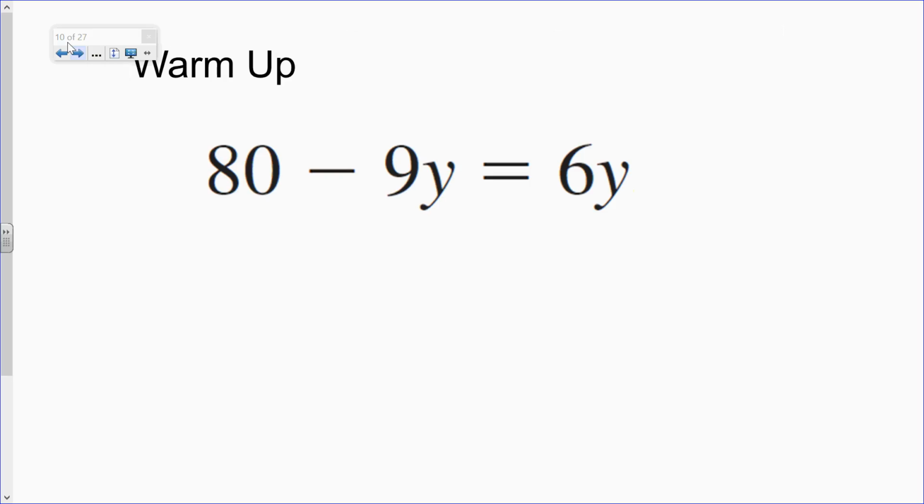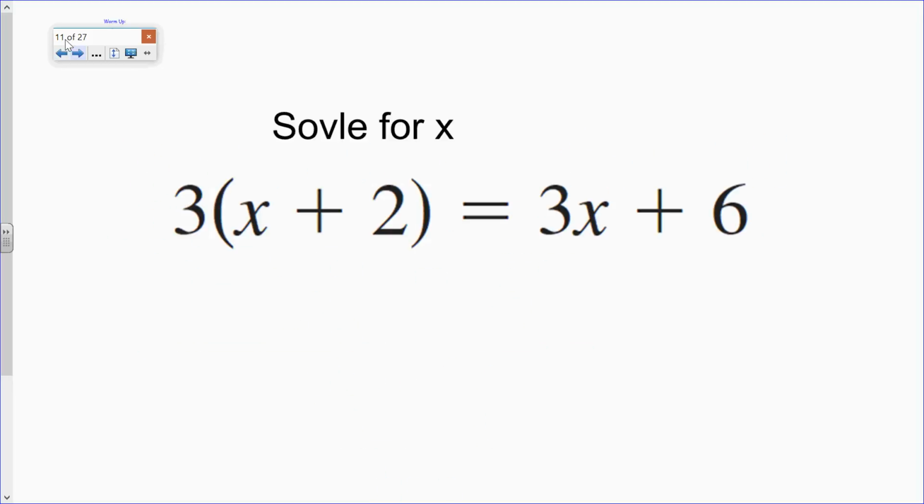Here we go. Example 2. On your notes. 3 times the quantity x plus 2 equals 3x plus 6. So you got this one? You think so? Yeah, I think you're right. So we have to solve it if you know it. You did solve it once you say it's infinite. That's why we can just write there.